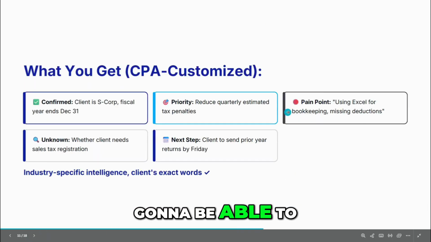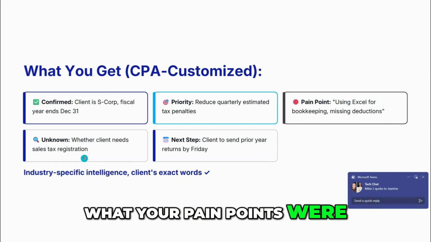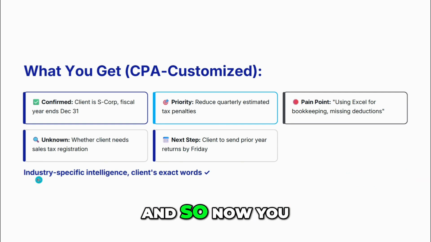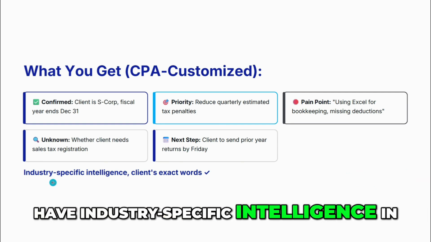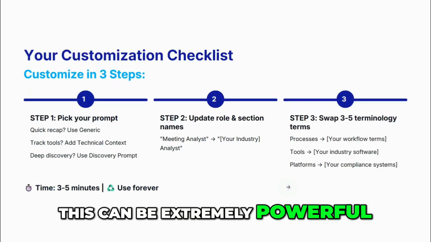And then what you're going to be able to get is your confirmed understandings, what your priorities are, what your pain points were, what's unknown to you, and then what is your next step. And so now you have industry specific intelligence in your client's exact words. This can be extremely powerful.